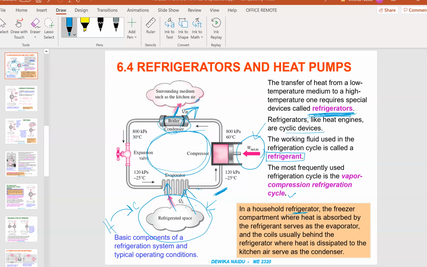So in a fridge at home, you have the evaporator, which you cannot see. This is actually in your freezer itself. The old freezers have coils, but in the newer fridges everything is concealed, you can't see it. It goes to the compressor at the back of the fridge. The back of the fridge is always warm. Then it goes to the expansion valve, where the pressure drops from 800 kilopascal to 120 kilopascal, and the temperature also drops from 30 degrees to negative 25. So this is your house refrigerator.